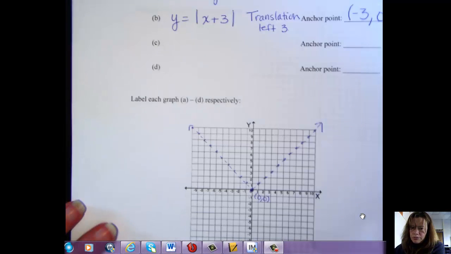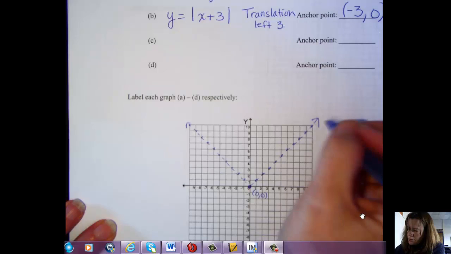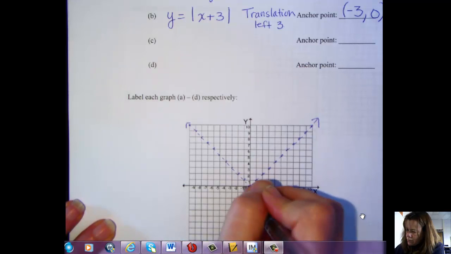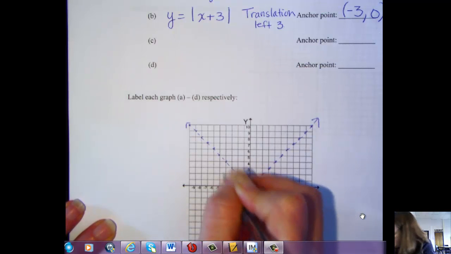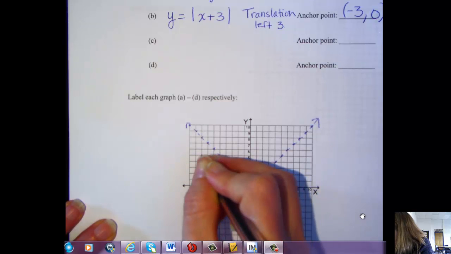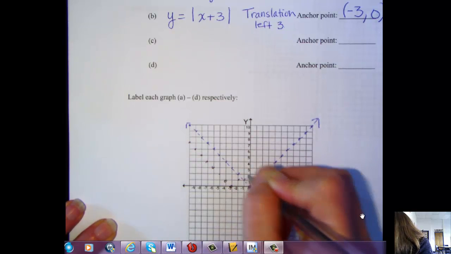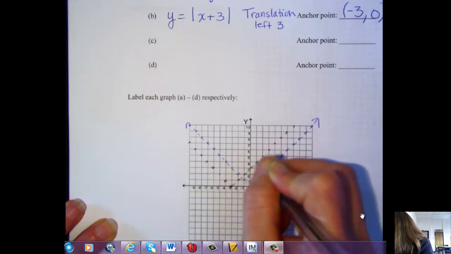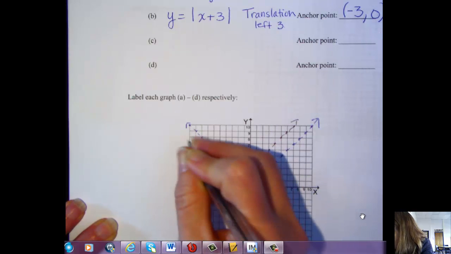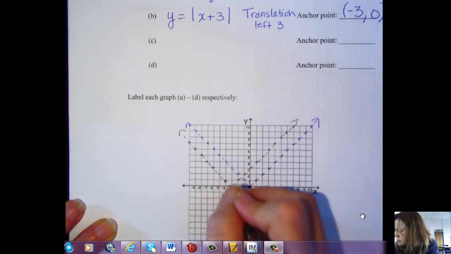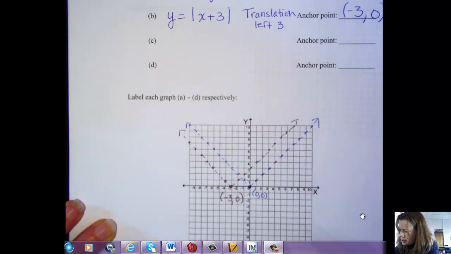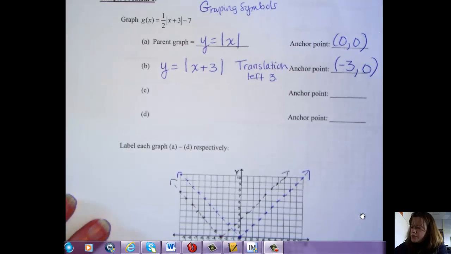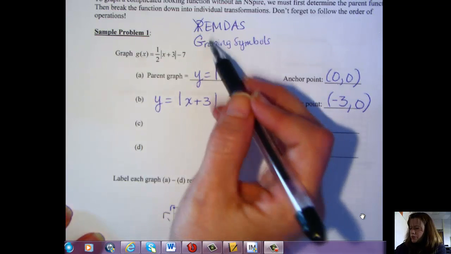So I go back to my graph, and I take my parent graph and I move it left 3 units. I'm going to change colors so you can see the difference. Okay, new anchor point, negative 3, 0. Label it. Okay. For the next part, we've taken care of in PEMDAS our G, our grouping symbols.